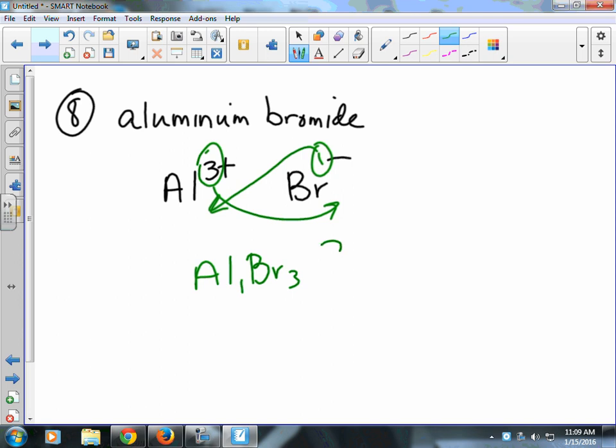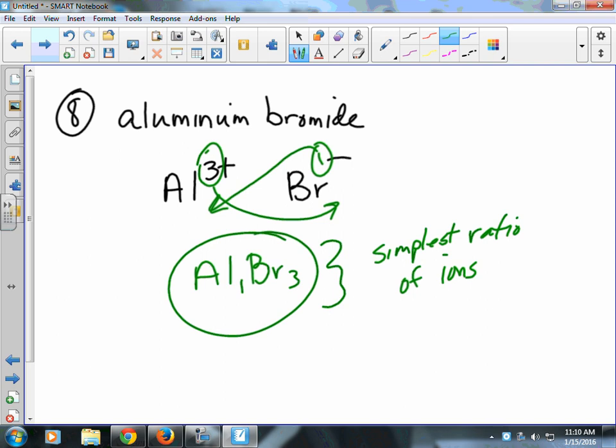Remember, this chemical formula is simplest ratio of ions, cation to anion. So you got to check and make sure that this ratio of ions doesn't simplify. 1 to 3 does not simplify, so we're good. That is the answer. Well, we don't write the 1, but it's AlBr3.